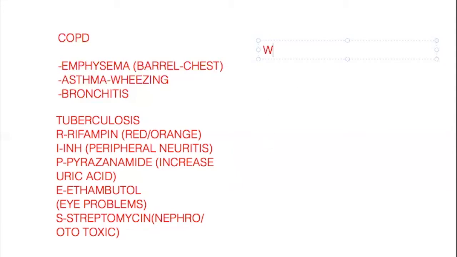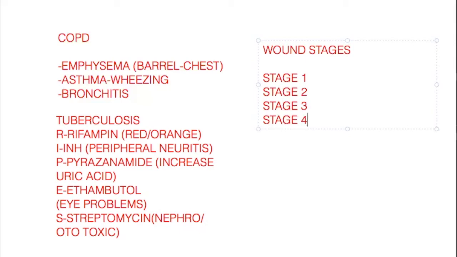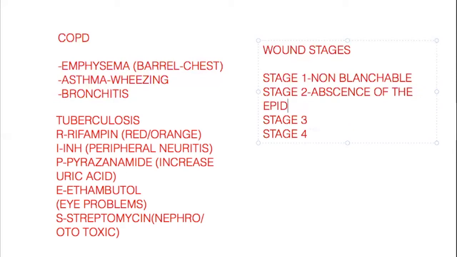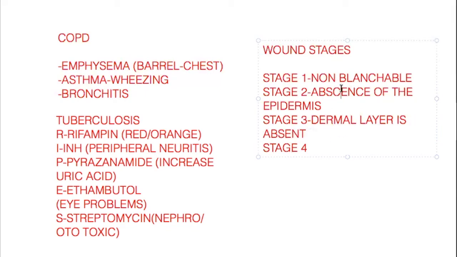Wound stages. Stage 1, stage 2, stage 3, and stage 4. Stage 1 is a non-blanchable area. Stage 2, you have absence of the epidermis. Stage 3, dermal layer is absent. Now we're down to the sub-Q layer in stage 3. Stage 4, the sub-Q layer is absent. And now we are exposing muscle and bone.